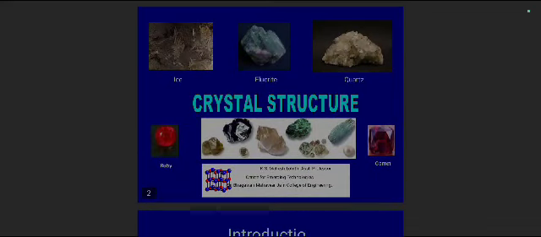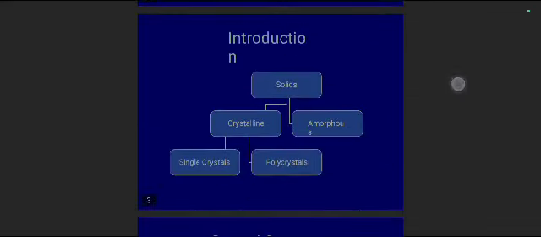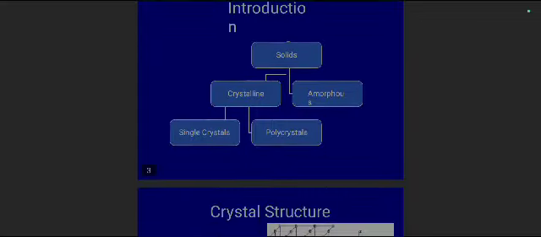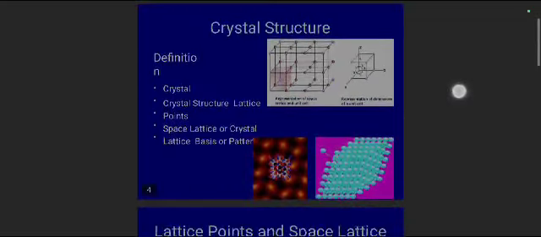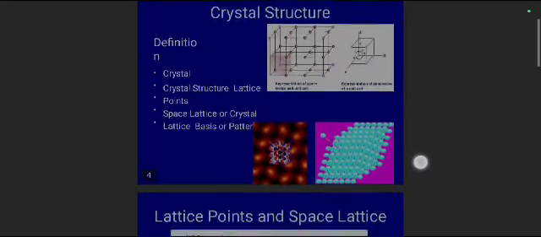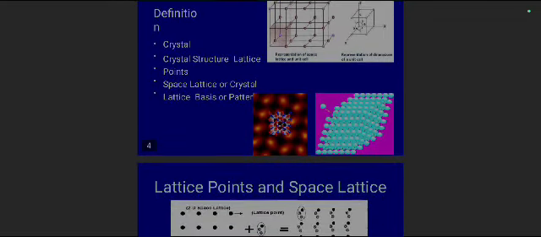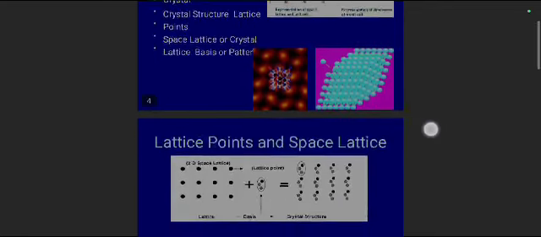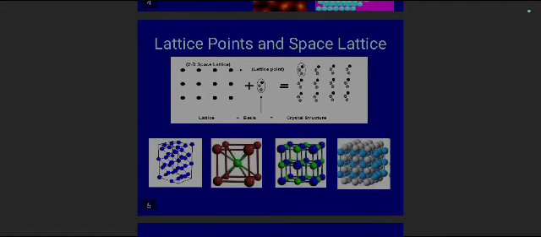Now my topic is crystal structure. Introduction: solids, crystalline, amorphous, single crystals, polycrystals. Crystal structure definition: crystals, crystal structure, lattice point, space lattice or crystal lattice, basis or pattern. Lattice points and space lattice.